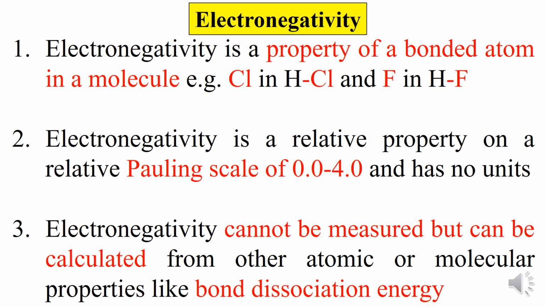What is bond dissociation energy? It is the energy required to break a bond. For example, 432 kilojoules per mole of energy is required to break the HCl bond. So bond dissociation energy in case of HCl bond is 432 kilojoules per mole of energy. So Pauling scale is based on bond dissociation energy, and that is how the electronegativity values are assigned to the elements in the periodic table.